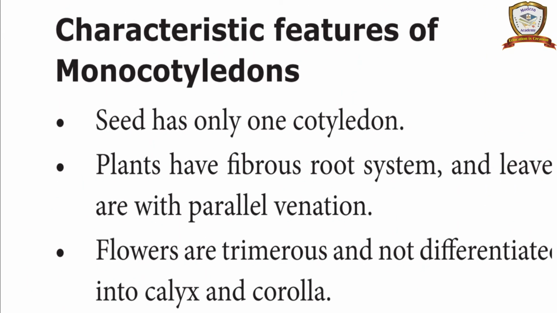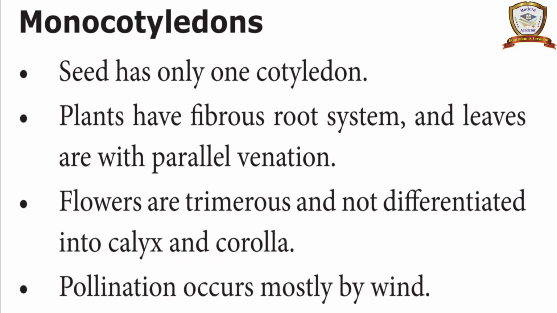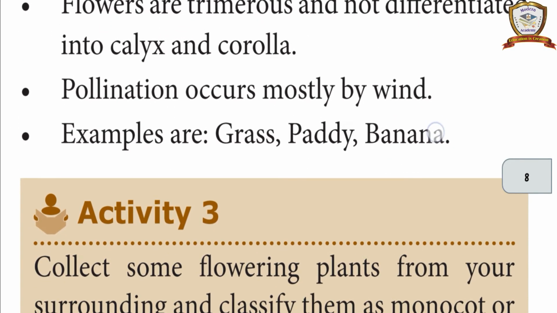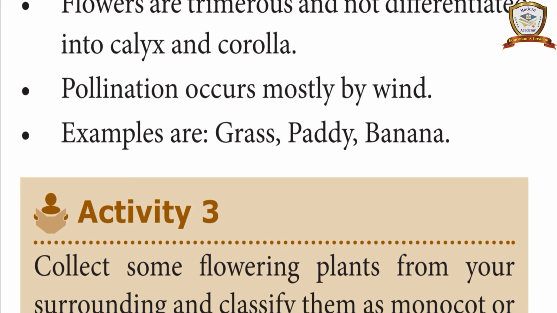Characteristic features of monocotyledons. Seed has only 1 cotyledon. Plants have fibrous root system and leaves are with parallel venation. Flowers are trimerous and not differentiated into calyx and corolla. Pollination occurs mostly by wind. Examples are grass, paddy, banana.